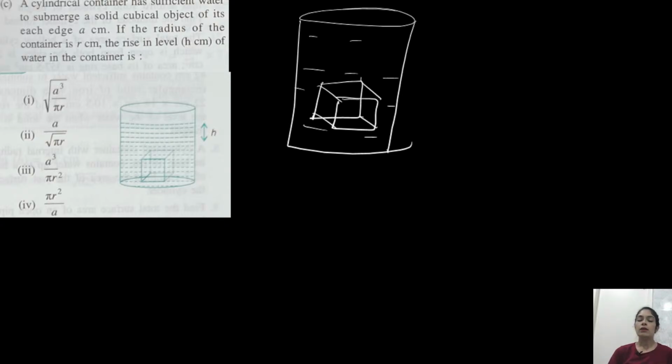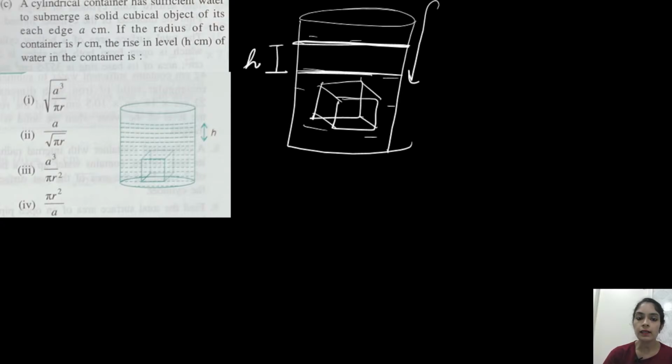So you can imagine, when in some container water is there up to this level and you are putting something into that, the water level will rise. You might have seen this also in a bucket: if the bucket is full of water and you put stones or anything into it, the water level will rise. So this water level here is H, as given to us in the figure. If the radius of the container is R, we have to find the rise in water level here.